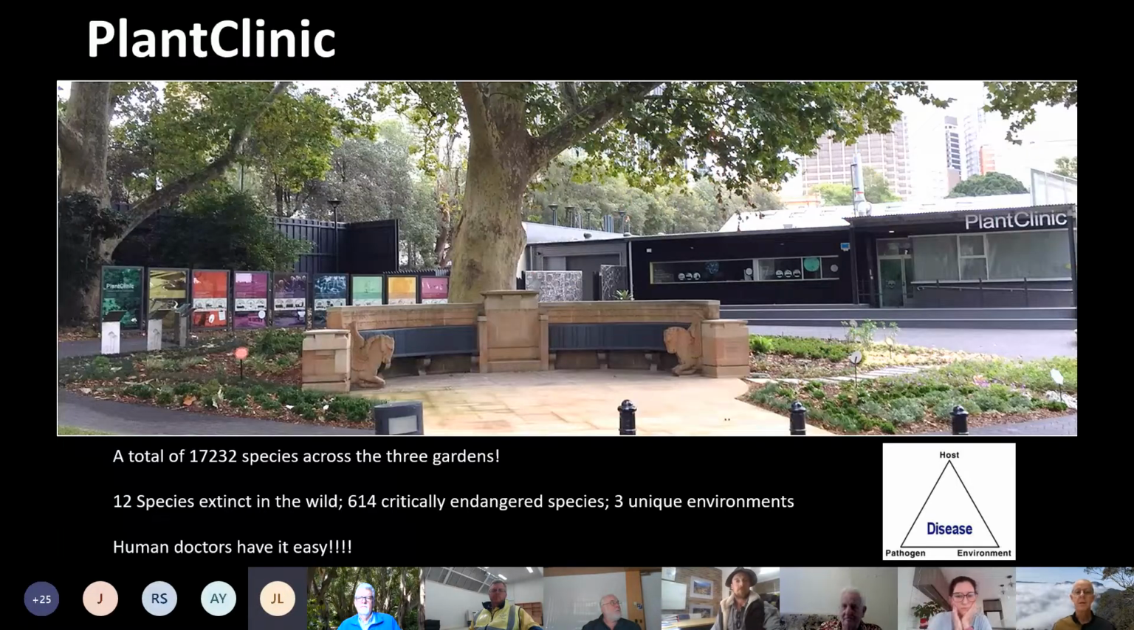So just a little bit about plant diseases in botanic gardens. This is just a picture of our facility at the RBG Sydney. I thought it's interesting to talk about the total number of species that we're working with in a typical botanic garden setup. So we're talking about 17,000 odd species, some which are extinct in the wild, a number that are critically endangered, and working across three different unique environments. So the old disease triangle, the pathogen, environment and host is really critical in that case. And I always make the point that human doctors have it easy compared to the sorts of work that we have to do.